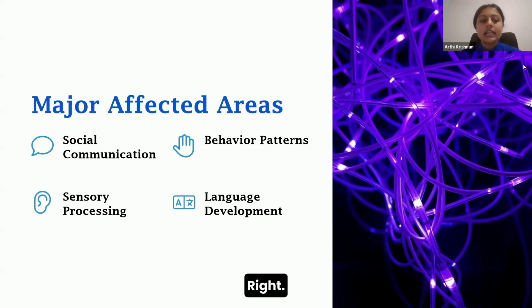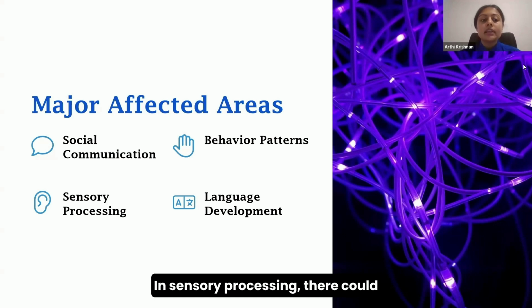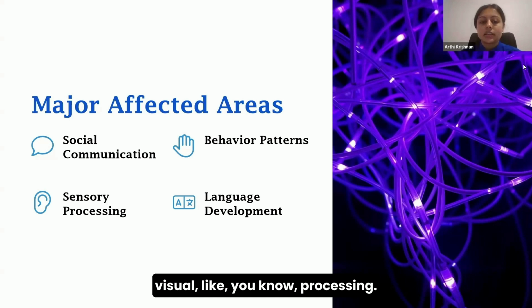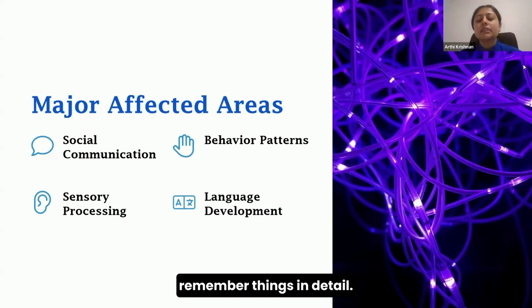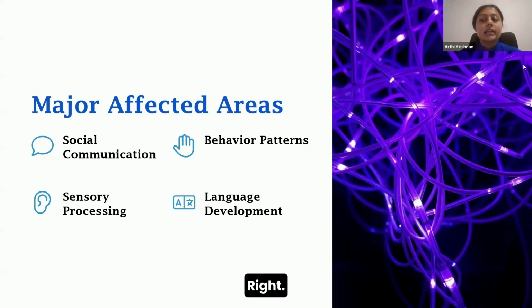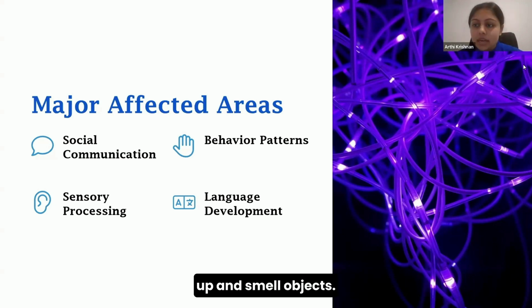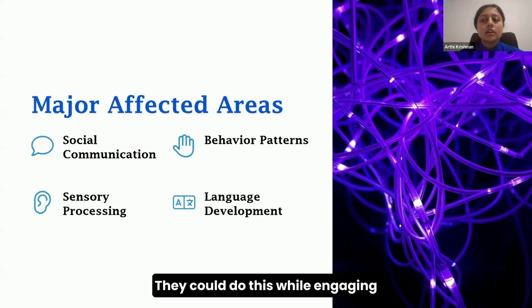And in behavioral patterns, they have this preference for routine and they do not expect it to change, right? In sensory processing, there could be heightened auditory or visual processing, right? Or they could have this savant memory where they remember things in detail, right? More in detail when compared to other individuals, right? And they could also have a tendency to touch an object, right? Through touch they could pick up and smell objects, right? They could do this while engaging with the environment, right, using their senses.